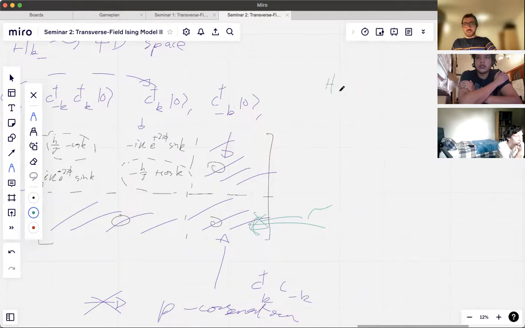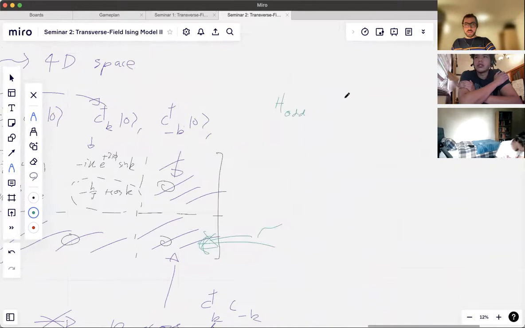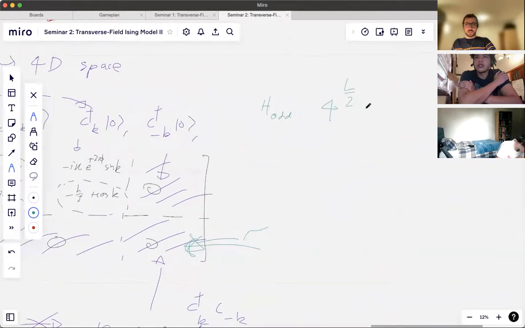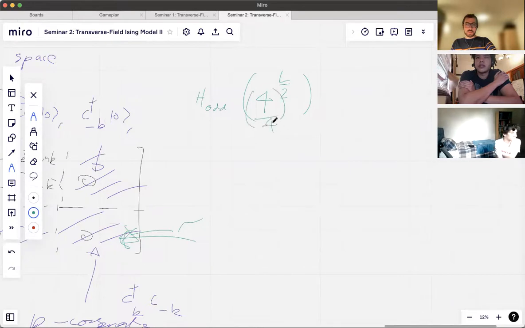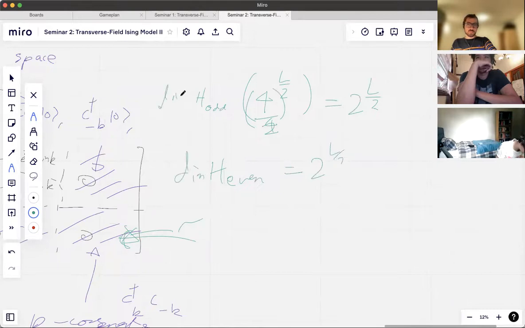So in other words, H odd formally has 4 to the L over 2 eigenvalues, but exactly half of them are 0. So you end up with 4 over 2 to the L over 2, which is 2 to the L over 2. And for H even, it's the same. You put them together and you get back the original dimensionality.